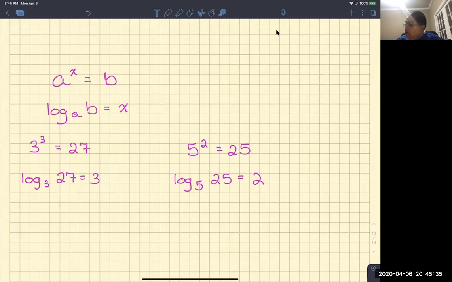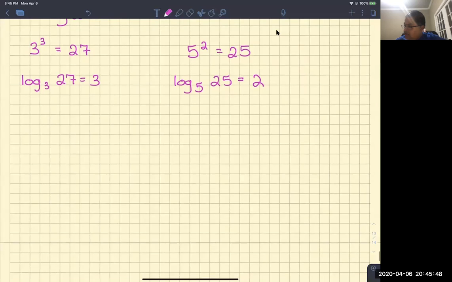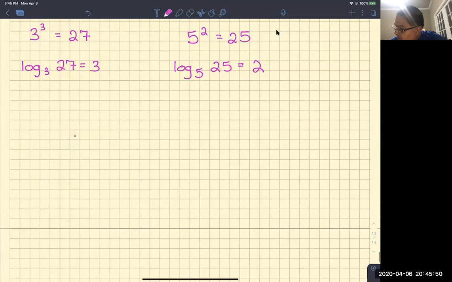So take home point. Take the base, say 5, to what power gives me 25? And that's how you do the problem. So let's look at another example. Log base 2 of 32 equals what? So 2 to what power results in 32? And the answer is 5. 2 to what power gives me 32?